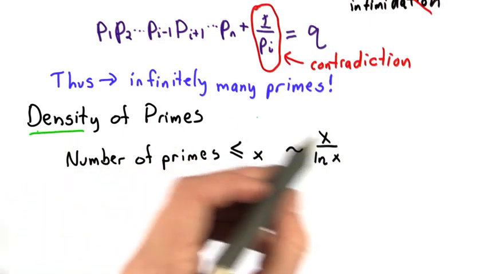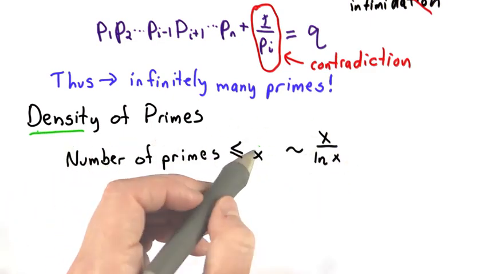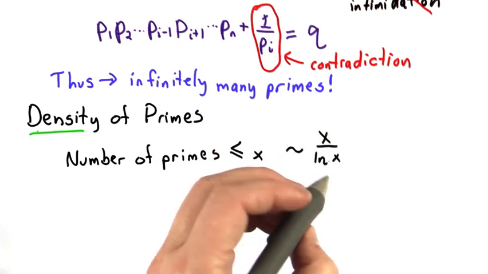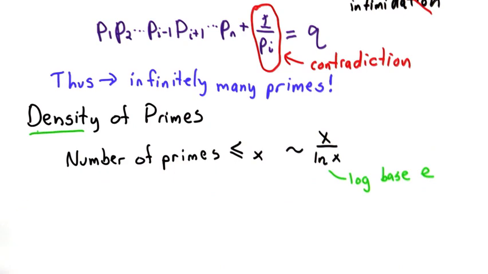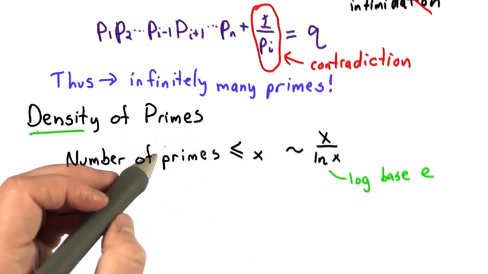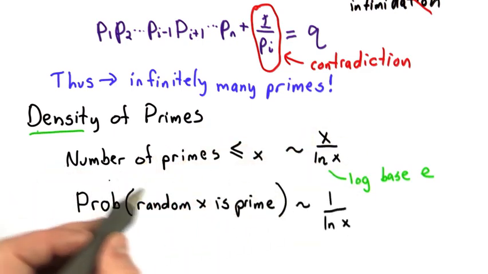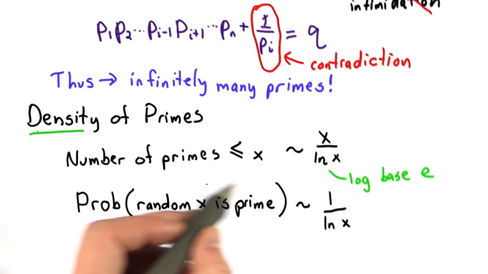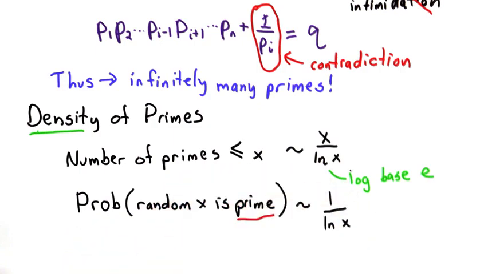It turns out that the density of primes is such that the number of primes below some number x is proportional to x divided by the natural log of x. So this is log base e. And I won't attempt to prove this. I'll resort to proof by intimidation. This was conjectured by Gauss and then Legendre and proven later. And that means that if we pick some random number, the probability that that number is prime is approximately 1 over the natural log of x.